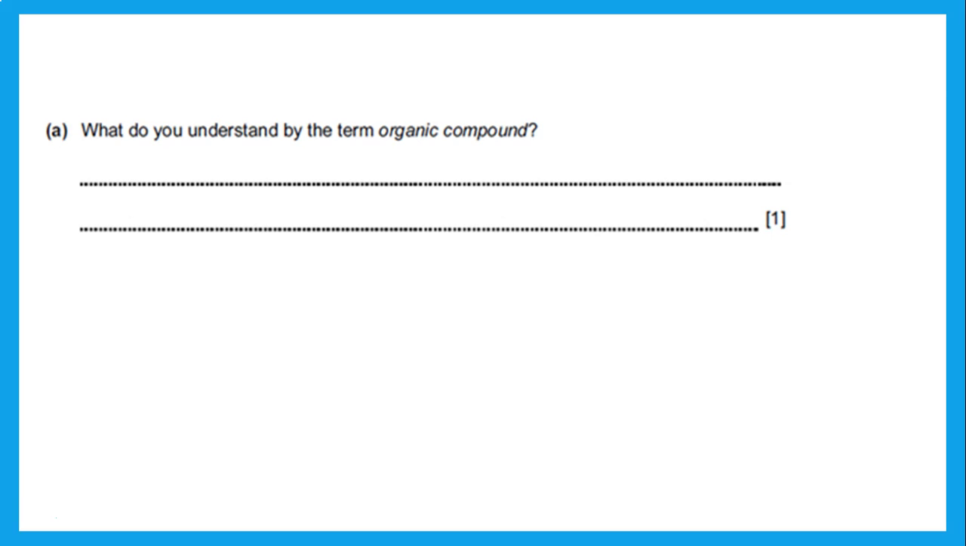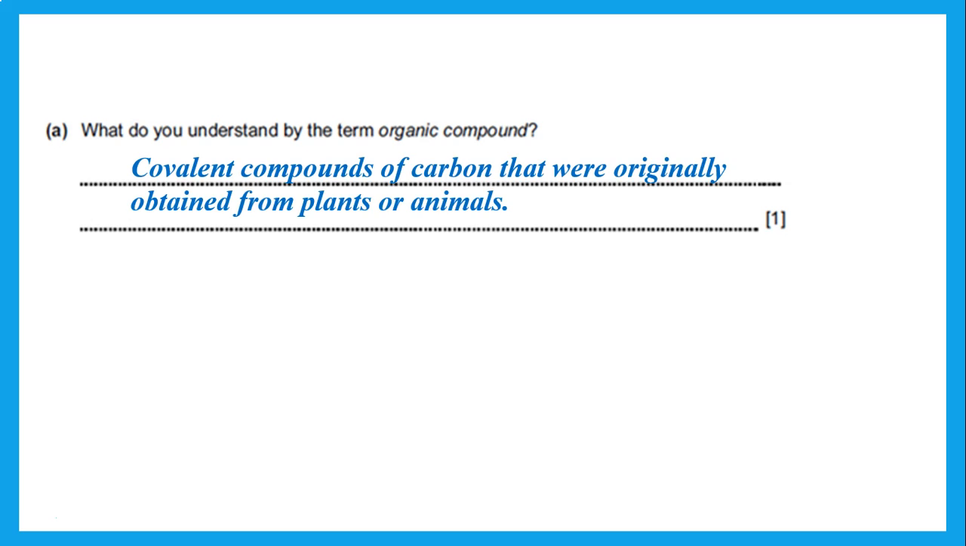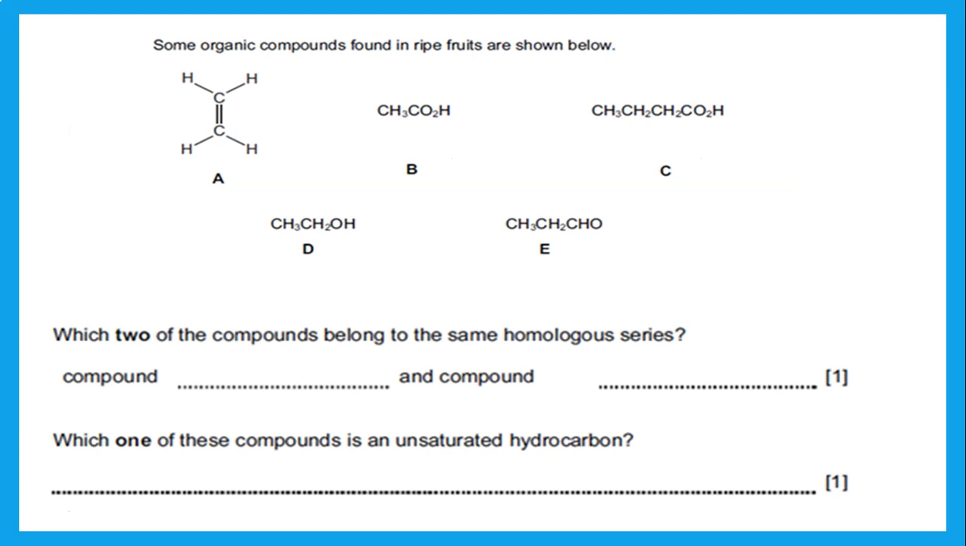What do you understand by the term organic compound? What does organic compound mean? You should know that organic compounds are covalent compounds of carbon that were originally obtained from plants or animals. Some organic compounds are found in fruits.